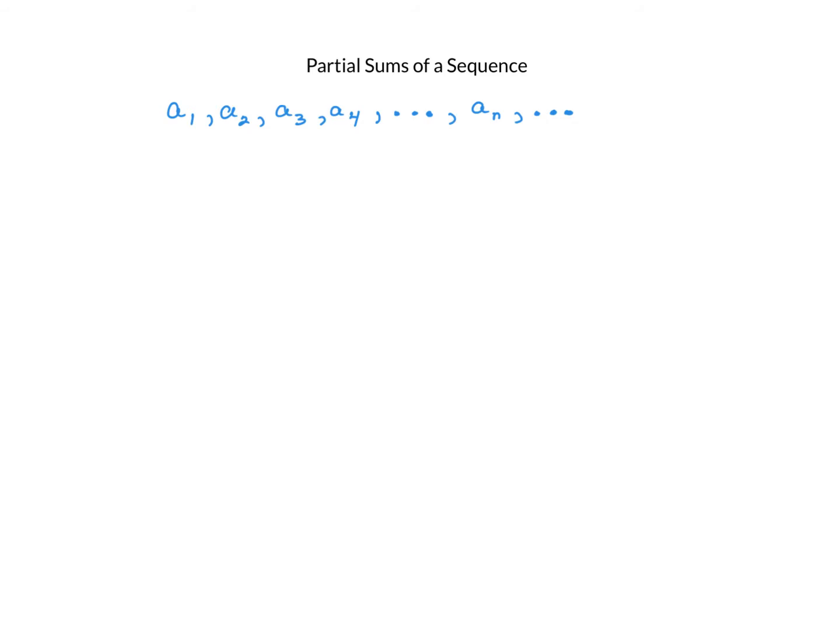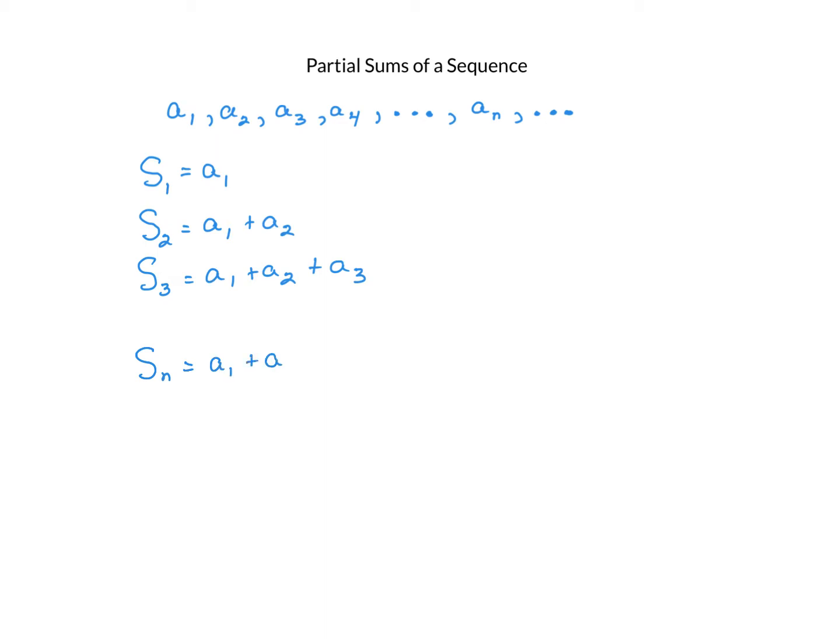Here's how we define our partial sums. The first partial sum is actually equal to the first term of the sequence. Then it starts to get a little more entertaining. The second partial sum is the sum of the first two terms of the sequence. The third partial sum is equal to the sum of the first three terms of the sequence, and so on. So the nth partial sum is equal to the sum of the first n terms of the sequence.